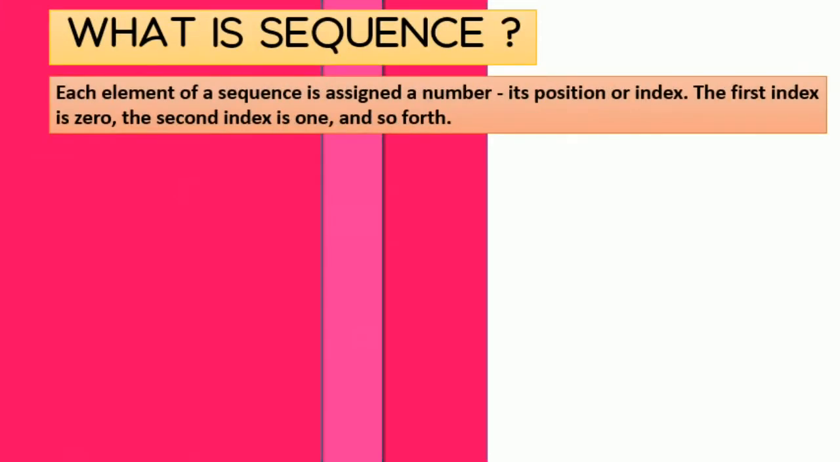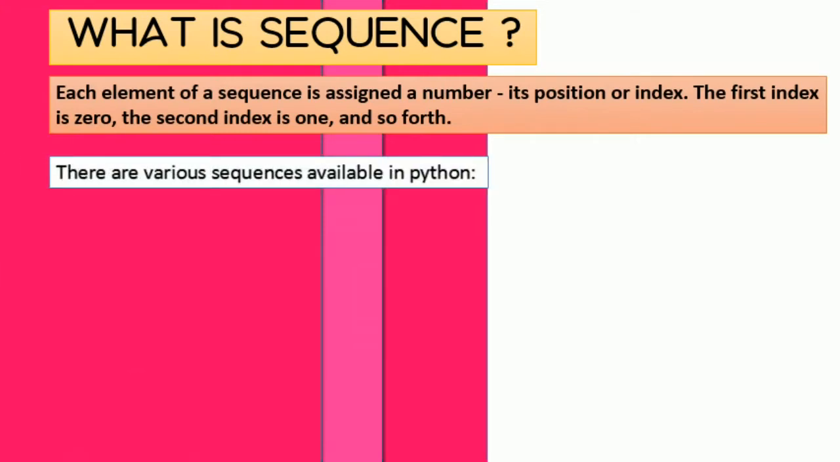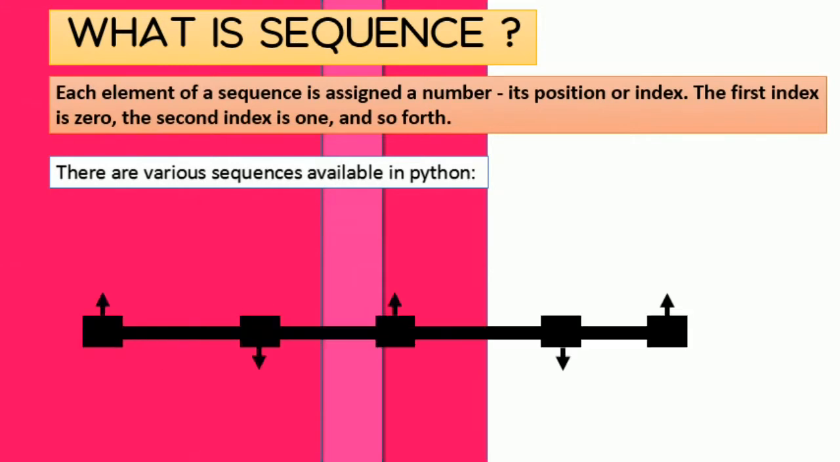Each element of a sequence is assigned a number, its position or index. The first index always starts with 0, then 1, then 2. Now there are various sequences available in Python. There are many sequences. Now what are they?